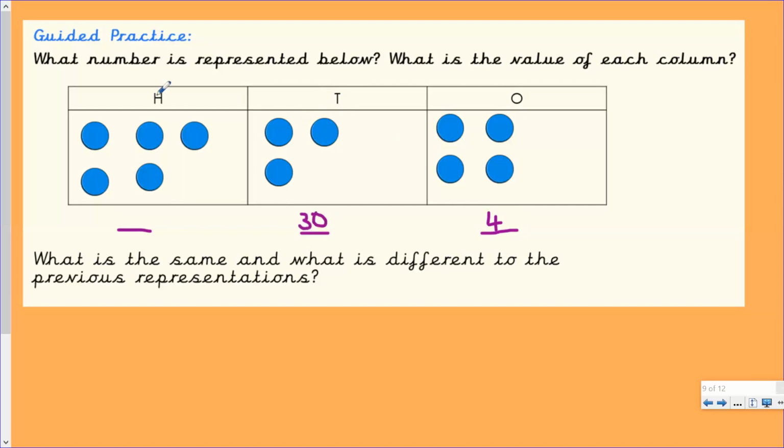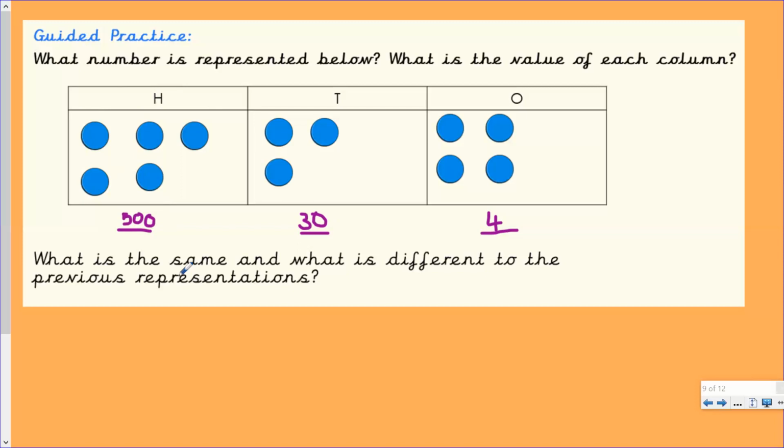And our hundreds column, how many hundreds do we have? 1, 2, 3, 4, 5. Again, in our hundreds column, each counter represents hundreds. So we need to count in hundreds. 100, 200, 300, 400, 500. So there are 5 counters and the value is 500.